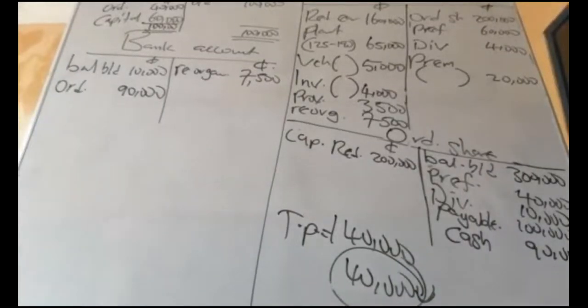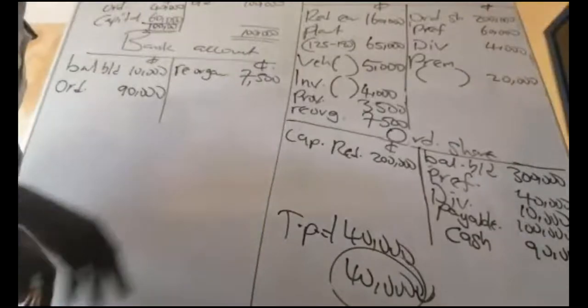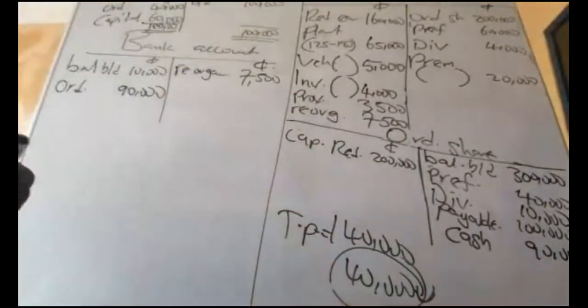Okay. So now let's balance it. So add all the debit side, one side. Then you relax for a while. You come back again. All the credit side, also put it down. The bigger one, rule.